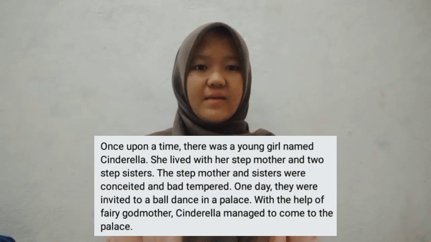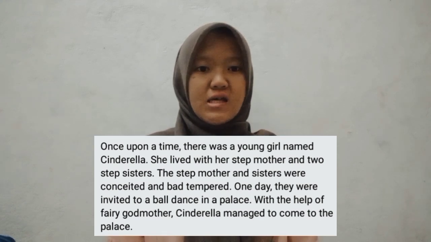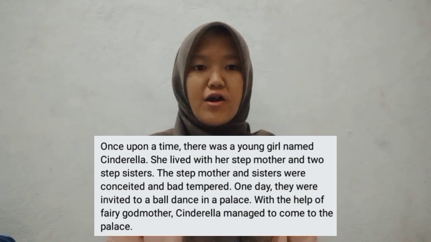Once upon a time, there was a young girl named Cinderella. She lived with her stepmother and two stepsisters. The stepmother and sisters were conceited and bad-tempered. One day, there was an invitation to a ball dance in a palace. With the help of her fairy godmother, Cinderella managed to come to the palace.